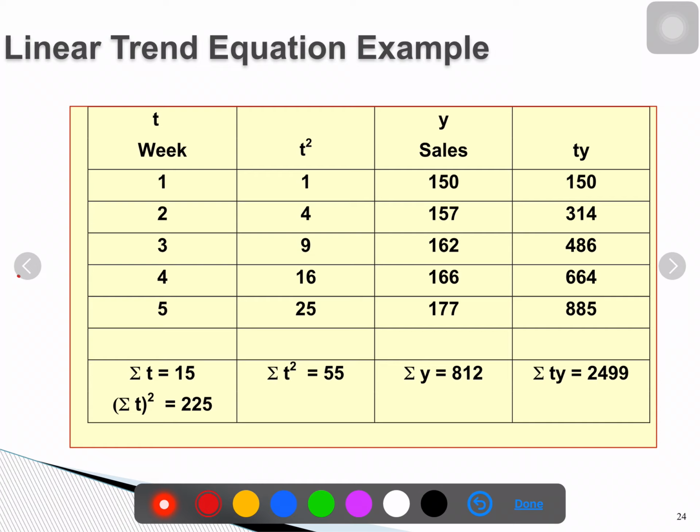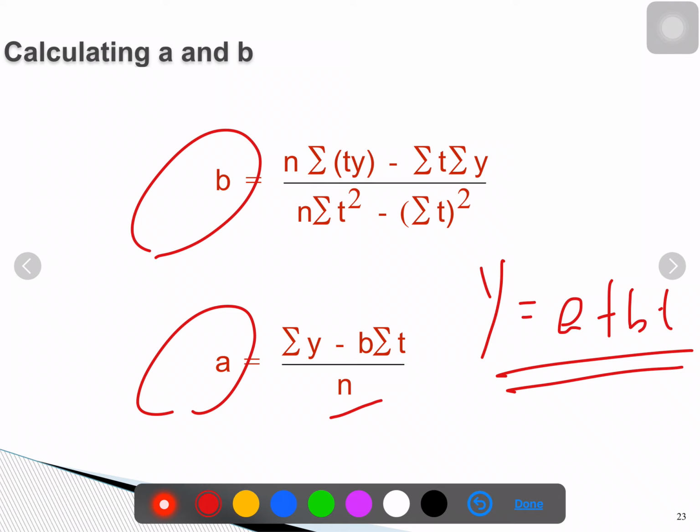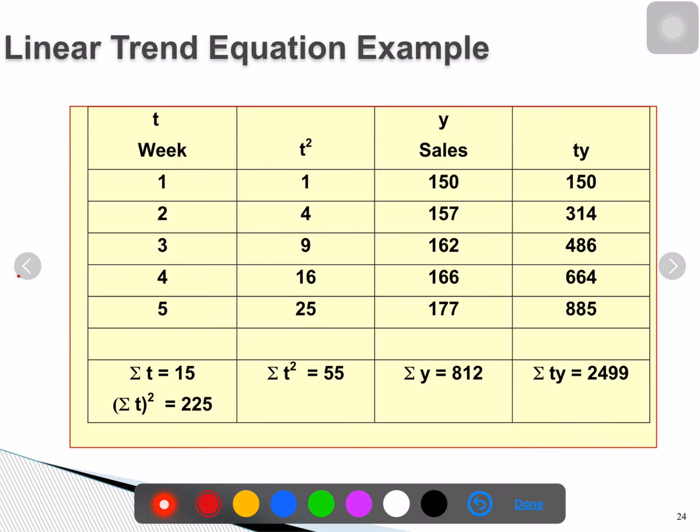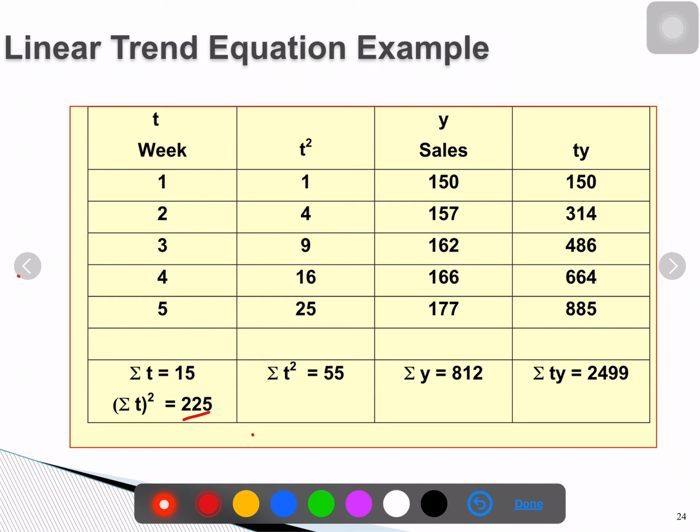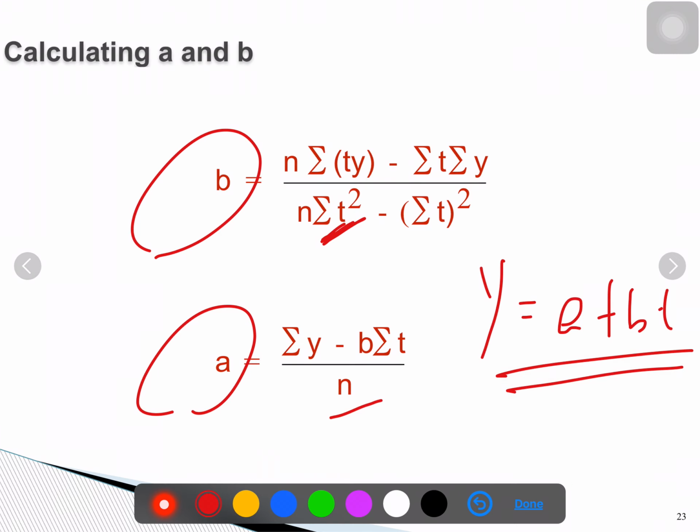If you have this linear trend equation example, with time in weeks: the first week, the second week, the third week, the fourth and the fifth week. First we have to find the summation of t, which we need to find b. The summation of t means 1 plus 2 plus 3 plus 4 plus 5, together 15. The square of that sum, 15 squared, is 225. We also need the summation of t square: 1 square, 2 square, 3 square, 4 square, 5 square, so the summation of t square is 55. Then the summation of y is 812, and the summation of ty is 2499.